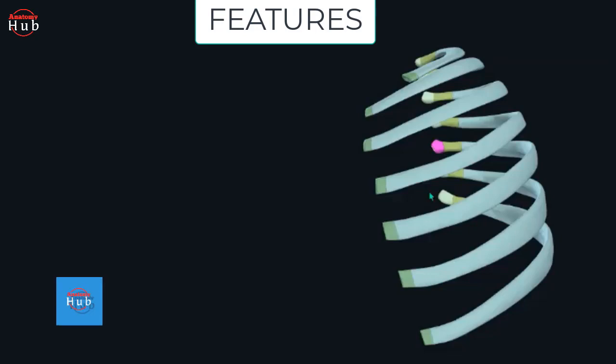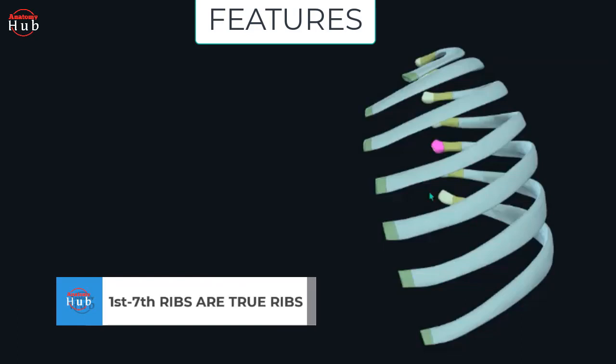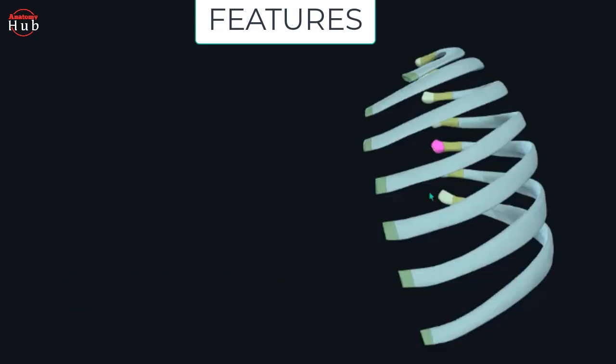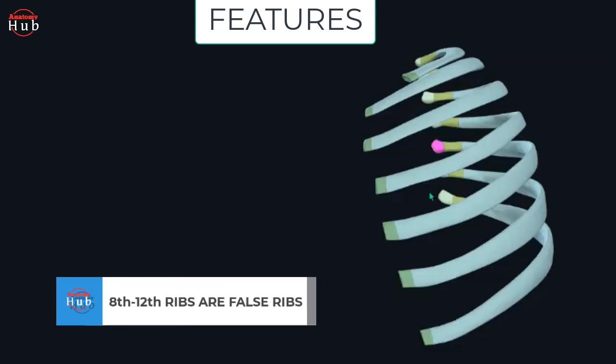What are true ribs? True ribs are those ribs which articulate directly with the sternum. Then after the seven, another set of five ribs are there. What are they? 8th, 9th, 10th, 11th, and 12th. They are known as your false ribs because they are not directly articulating with the sternum. Clear?